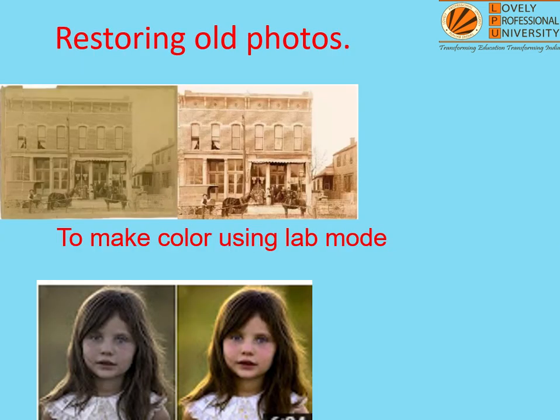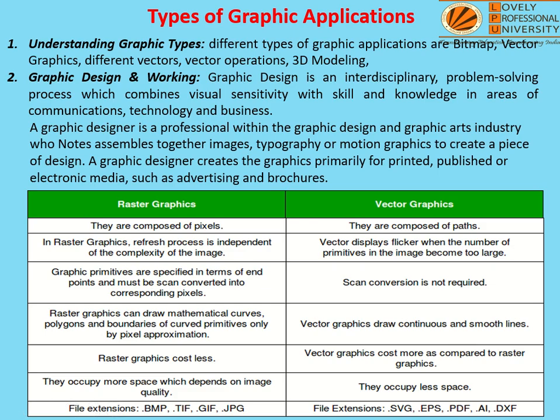Okay, restoring can also be done for old photos. If you have some blurred photo like this, you can use the Photoshop tool to make it more lively or more renewed. You can also make different color modes, making black and white, dual tone, different modes are there. We will talk about that in the later part. Okay, so that is the different understanding of the graphic application.